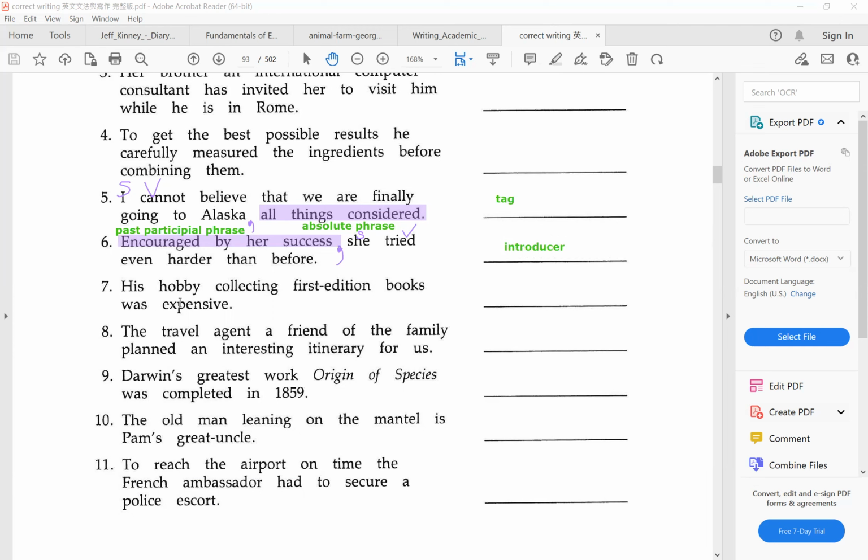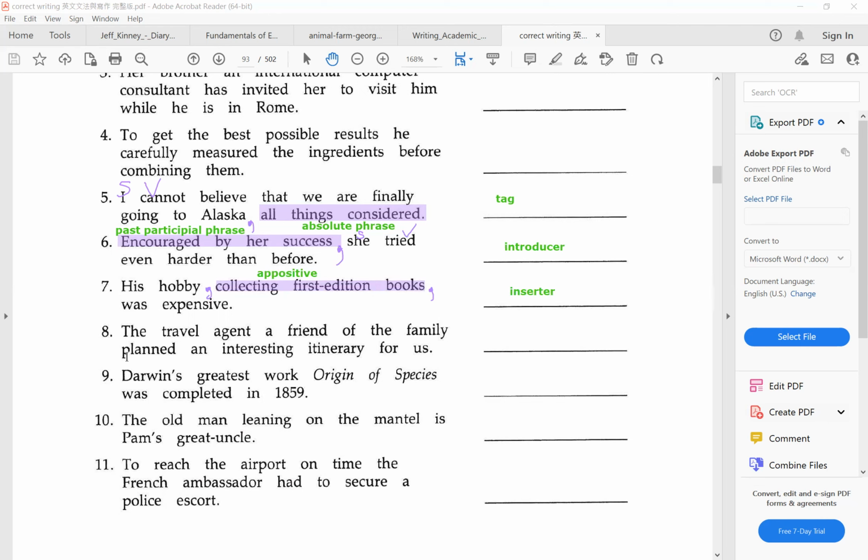Okay, and number 7, his hobby. What hobby? Collecting first edition books. Well, this is a gerund phrase functioning as an appositive, right? A noun phrase talking about another noun. So of course, we need our inserter commas.